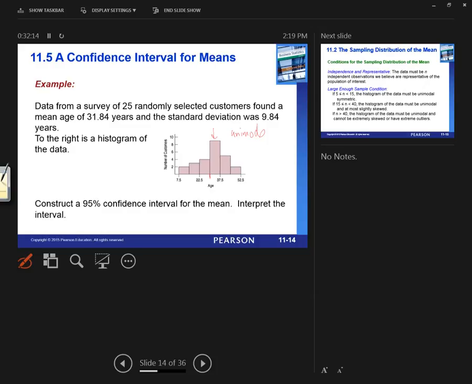Between 30 and 37.5, I got a mode. This is unimodal. And this has one more bin on the left, so I would say this is very slightly skewed left.